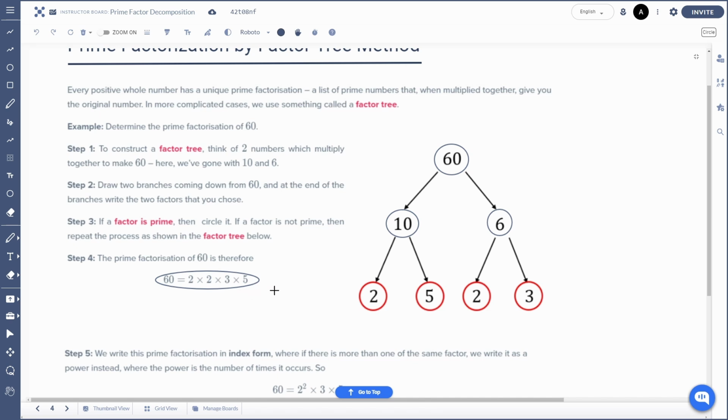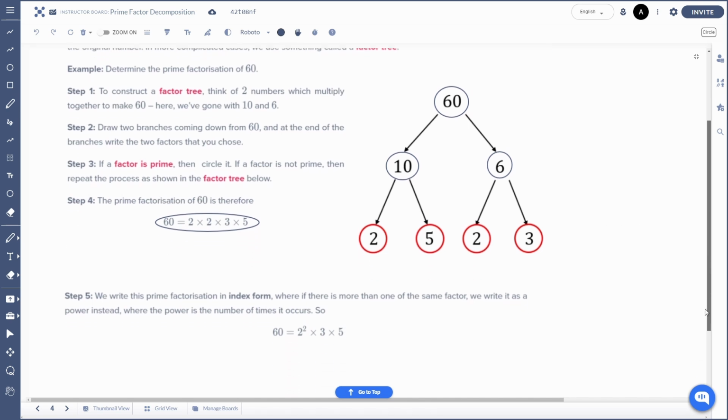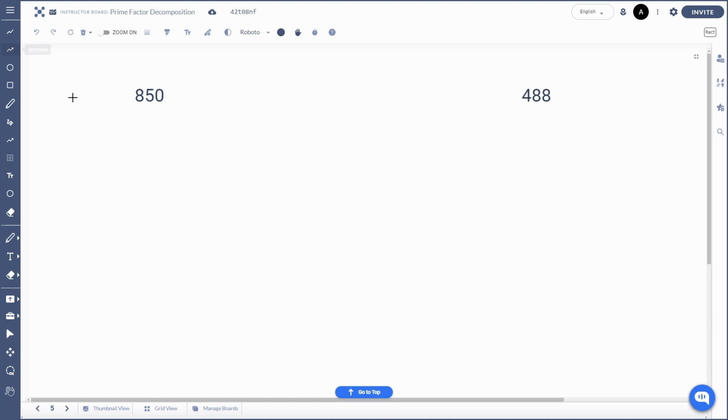When we have multiple similar prime factors, rather than writing them so many times, we can simply use an exponential notation or index notation. So this is how we can represent our 60 in its prime factored form. Let's have a few more examples.